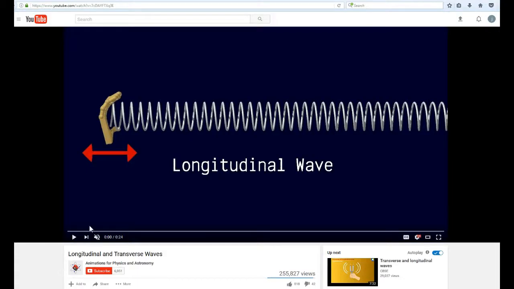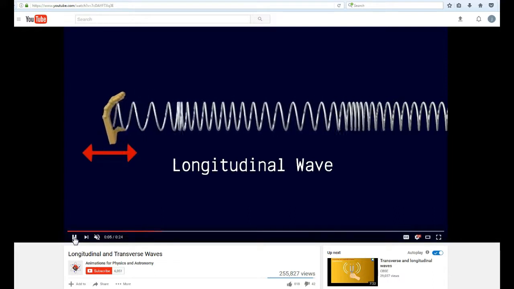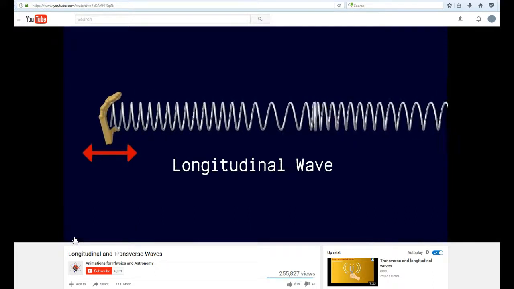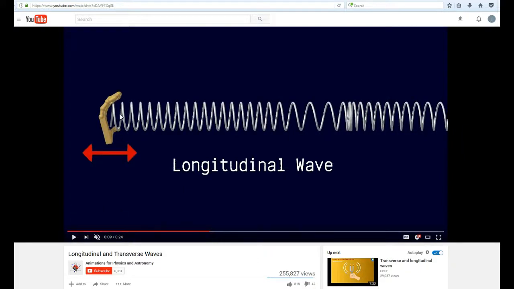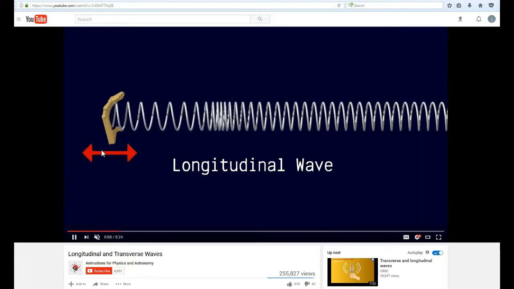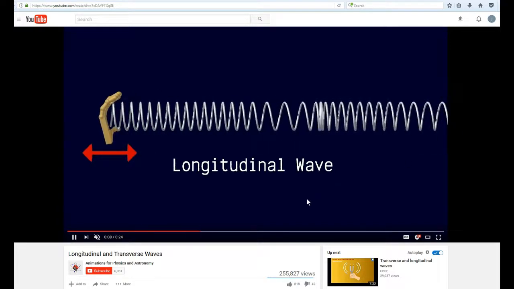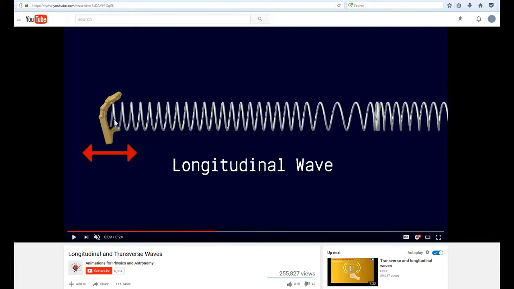But what if we produce a wave on a slinky like this? So we're going to push the slinky coils in and see what happens. Which way are the particles or the coils oscillating? Are the coils oscillating up and down, perpendicular to the energy transfer? No. This time, the coils are oscillating left and right, and energy is transferred to the right. So in this case, we say the oscillation of particles is parallel to the direction of energy transfer.